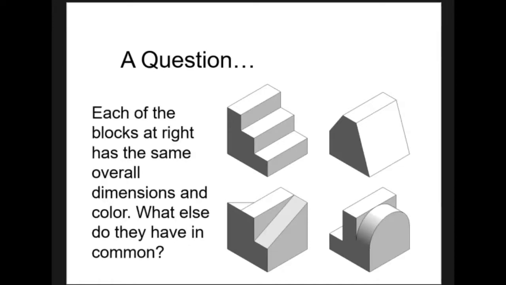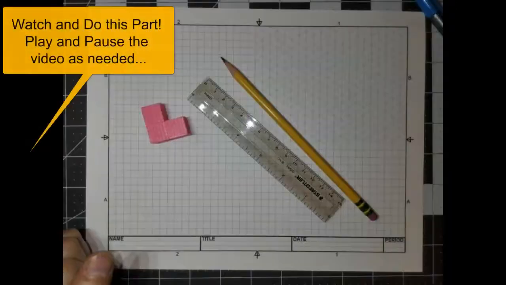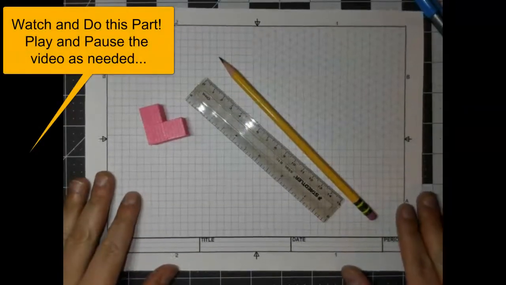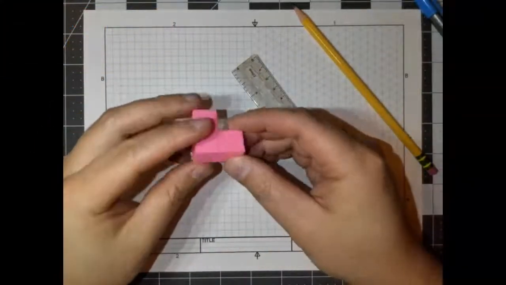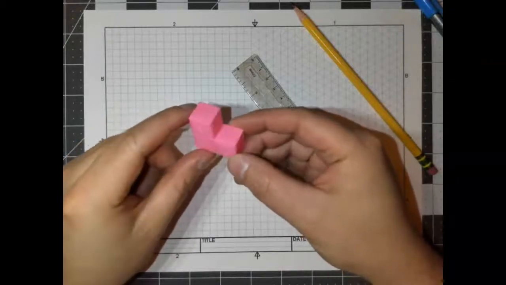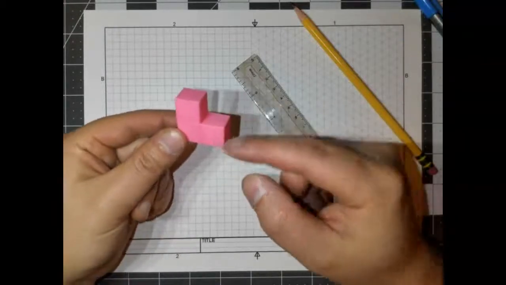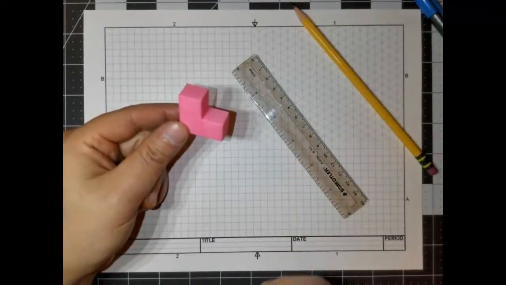Each of the blocks at right has the same overall dimensions, and they all have identical tops. What you'll need next is a pencil, a ruler, and a puzzle part. If you don't have this puzzle part in front of you, that's okay. Just follow along with what I draw on the multi-view sheet of paper.